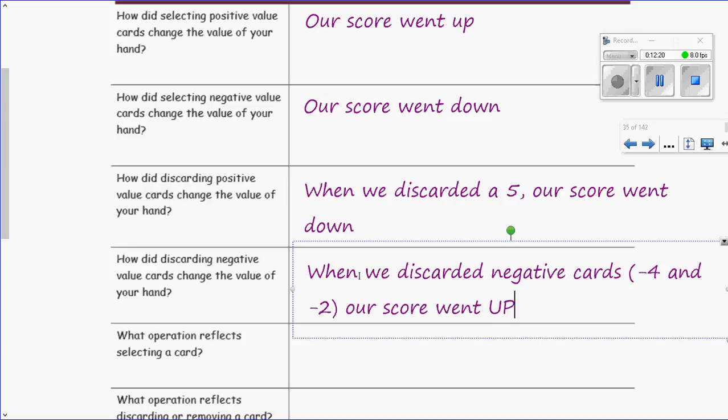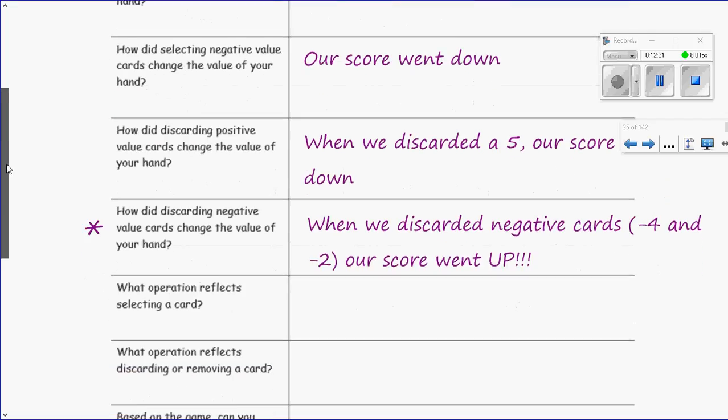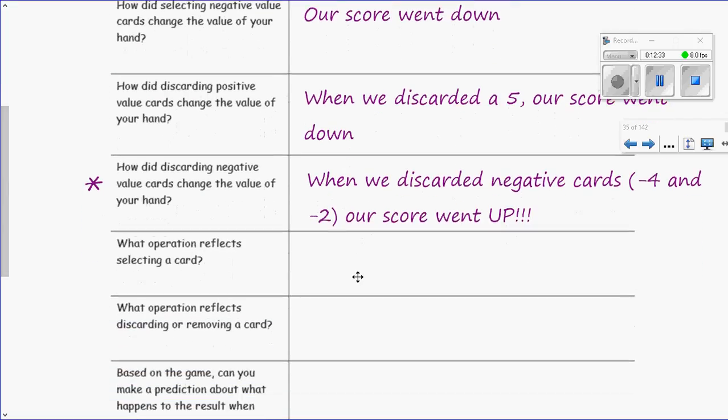So that's extremely important. That right there is the most important one in this lesson. When we discarded the negative, our score actually went up. Okay, we're going to practice those in just a minute. What operation reflects selecting a card? If I select a card, that would be addition. If I'm selecting, I'm adding. If I'm removing, we're going to call that subtraction.